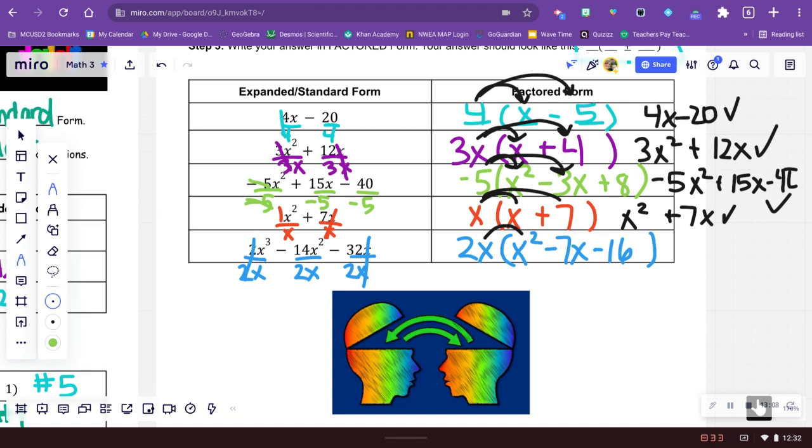Checking my answer, 2x to the third minus 14x squared and -32x. Whoops, I dropped that squared. That checked out.